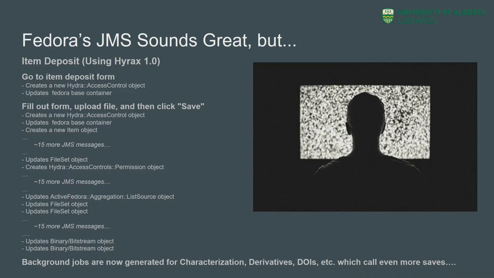It sounds great, but this creates a lot of noise if you actually look at what's happening in Fedora when Samvera is interacting with it. So here's an example of an item deposit. Basically, I go to the item form, and it already creates two objects. It's hard to see, and I couldn't fit everything on the screen because there's so much. But it already creates two objects, and two events happen in Fedora just by going to the slash new screen, right? If I fill out the form, upload my file, and click save, there's just a whole bunch of cascades of saves and updates. Basically, almost 70 messages get created.